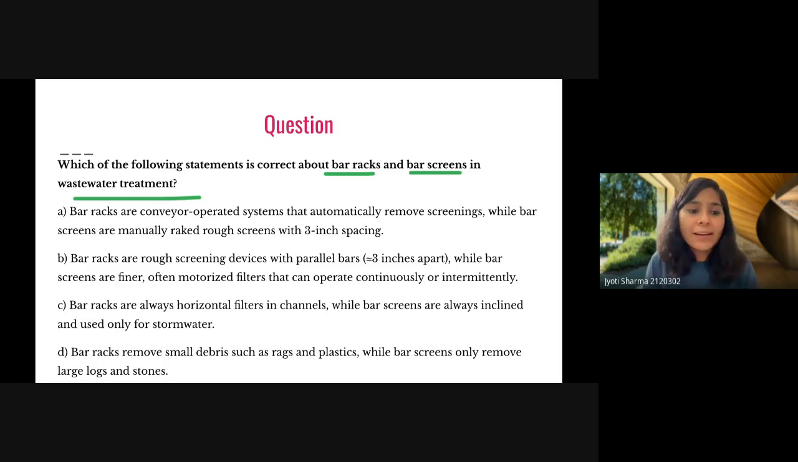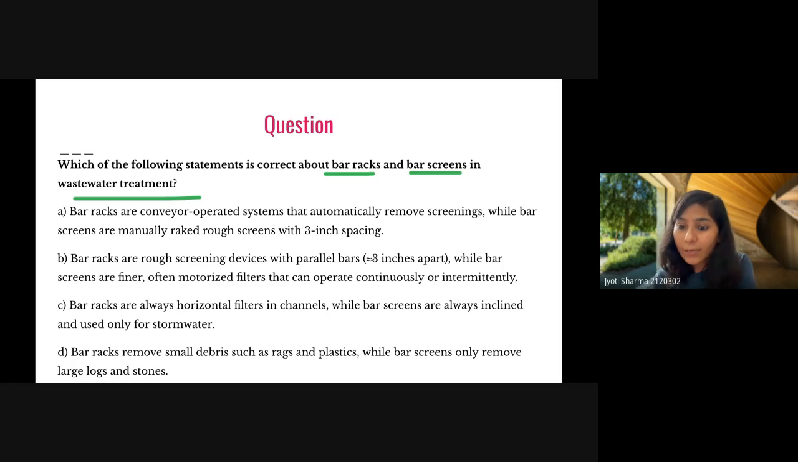Bar racks are conveyor operated systems that automatically remove screenings, while bar screens are manually raked rough screens with 3-inch spacing. Bar racks are rough screening devices with parallel bars, while bar screens are finer, often motorized filters that can operate continuously and intermittently. Bar racks are always horizontal filters in a channel, while bar screens are always inclined and only used for stormwater. Let me see the answers.